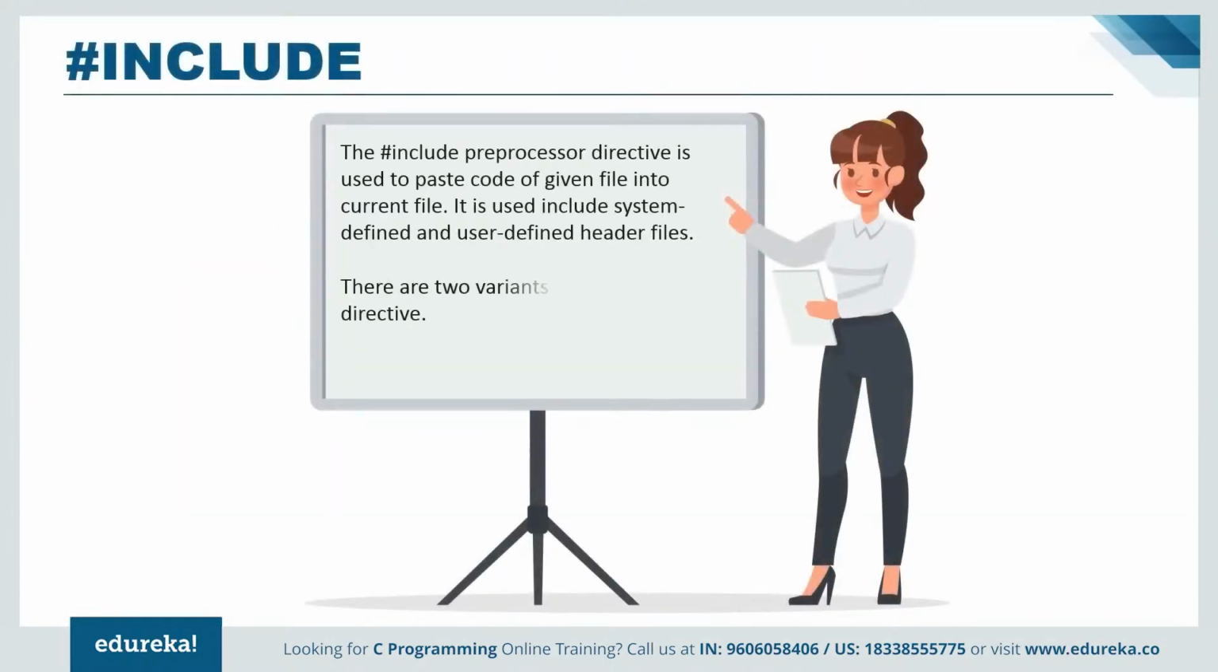Now let us discuss some of the preprocessor directives. First one is #include. The #include preprocessor directive is used to paste the code of a given file into the current file. It is used to include system-defined and user-defined header files. There are two variants to use the #include directive. The first way is to write #include and the file name between the greater than and lesser than symbols. And the next way is to write #include and include the file name between double quotes.